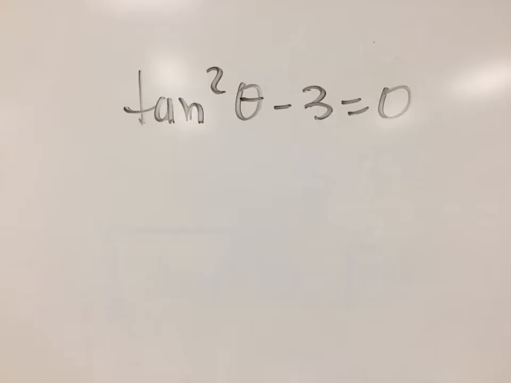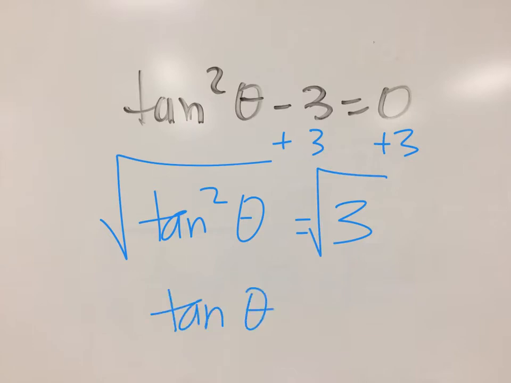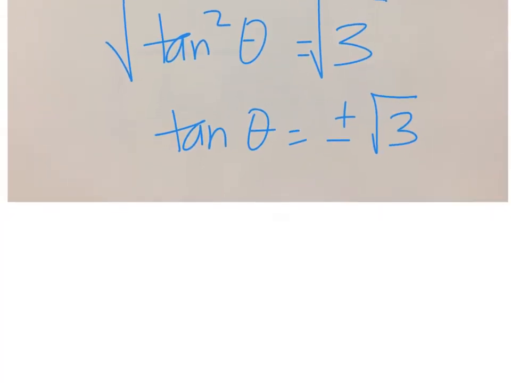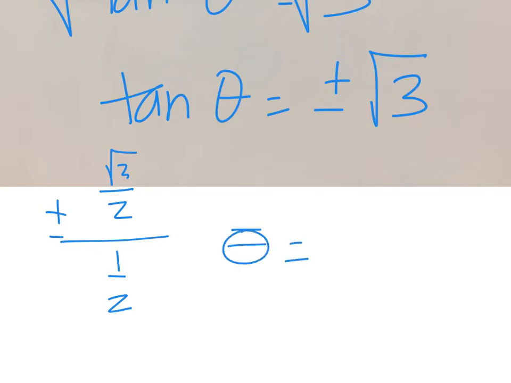Okay, here, pretty basic. We're going to add 3 to both sides to get the tangent thing by itself again. And then square rooting gives the tangent value a positive and negative root 3. So once again, if you look on your trig chart, we're looking for when the tangent value is positive or negative root 3.